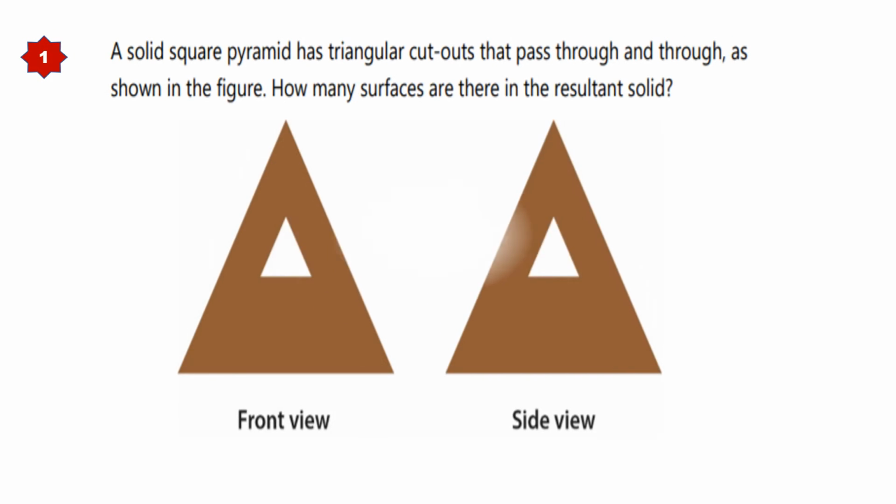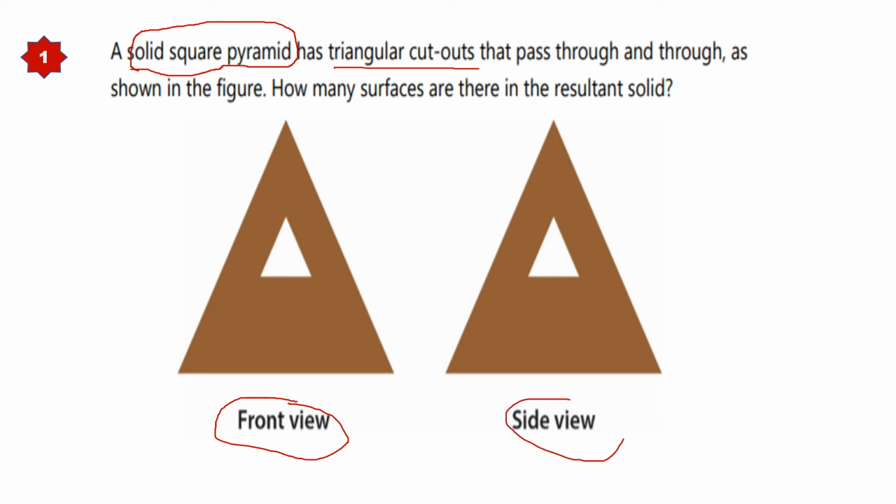So we can discuss question number 1. This question contains a square pyramid. A solid square pyramid has a triangular cut that passes through its body as shown in the figure. Here we have the front view and side view. From the front and side view, we have a hole in the center. We have to count the number of surfaces in the resultant solid.